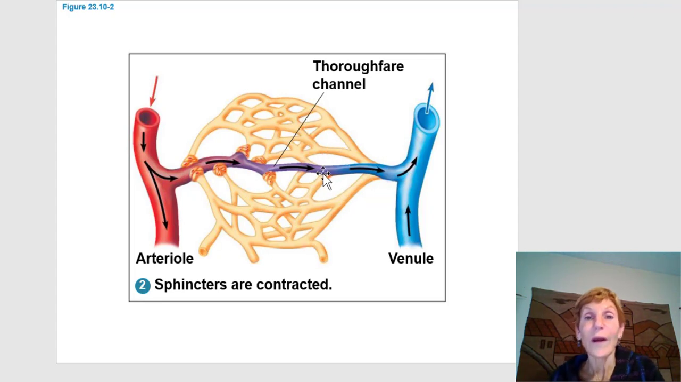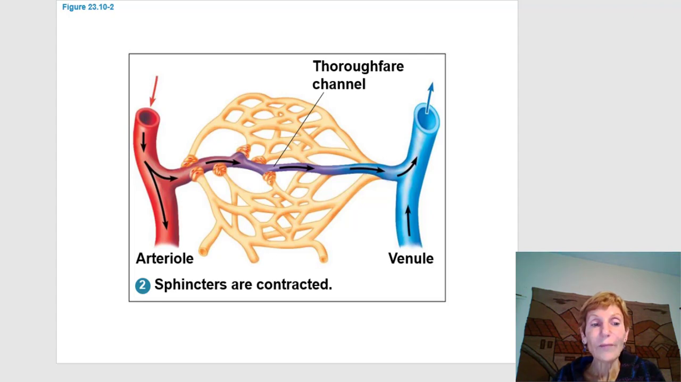And so that's another way that you can regulate blood flow through your body. Okay. The last thing we're going to talk about, and this is going to be the last part of the circulatory system that will be on the third exam, is going to be blood pressure.